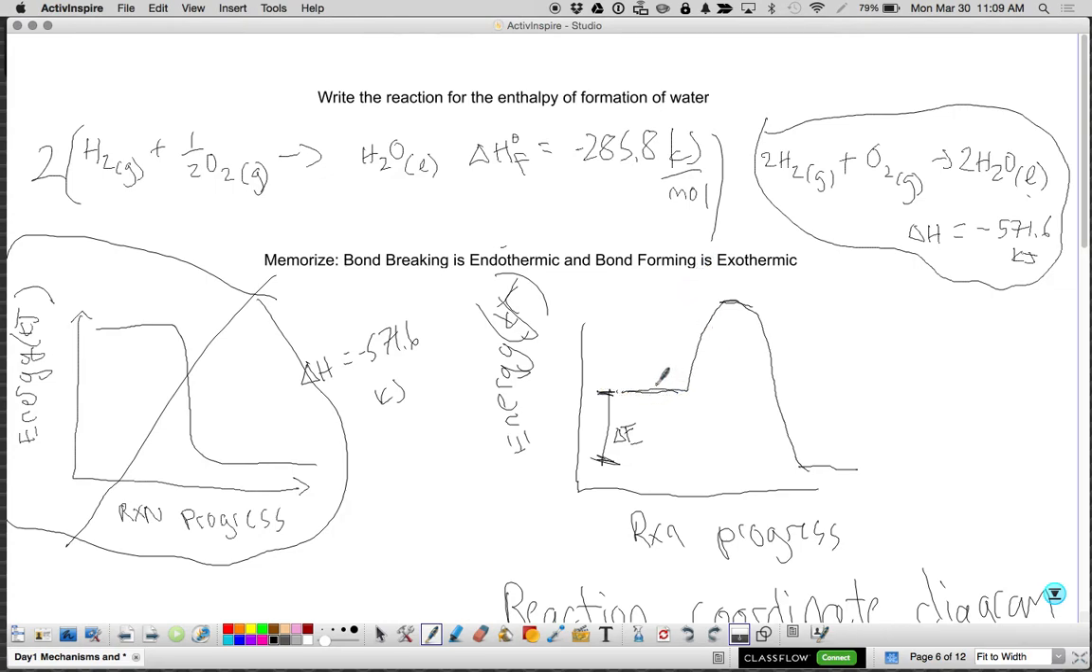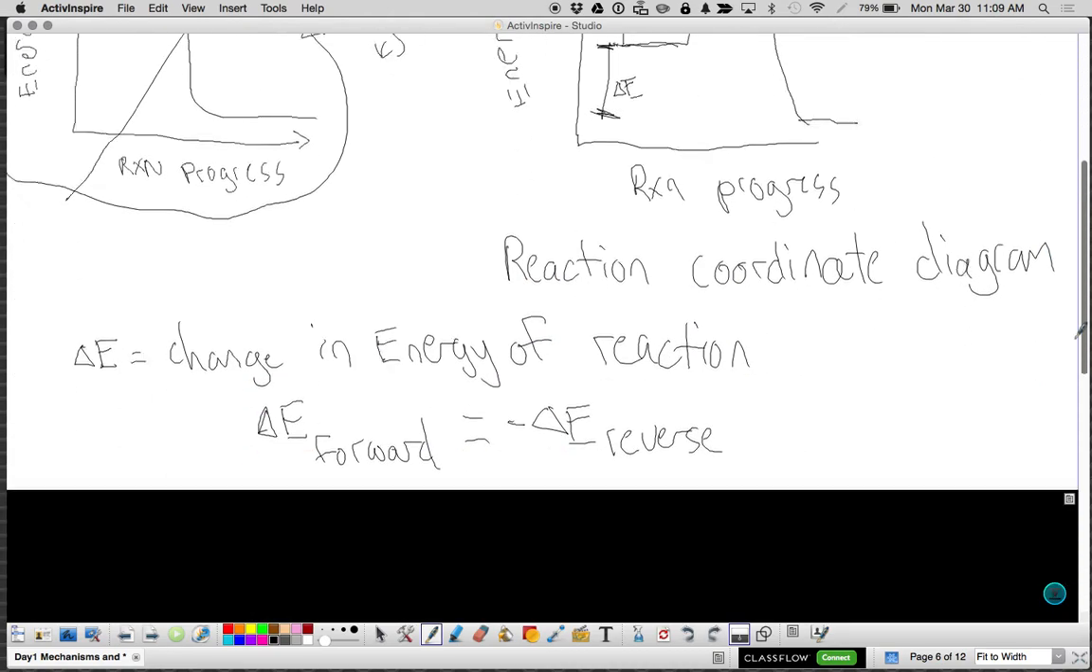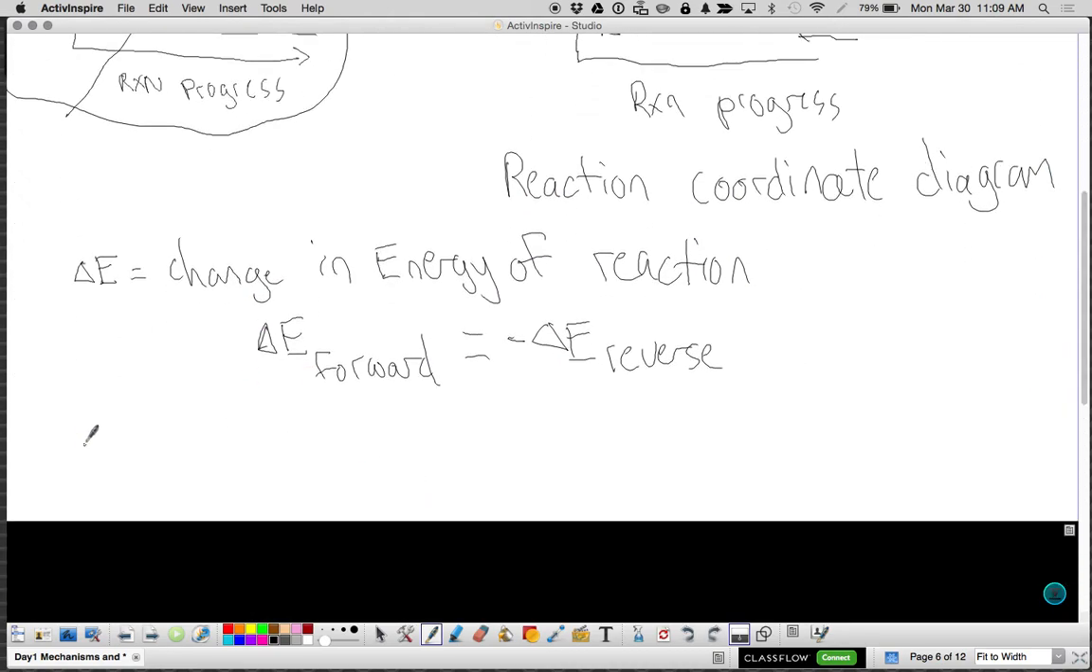The energy it takes to get over this barrier here is called the activation energy, and it's E sub A. So E sub A is the activation energy.